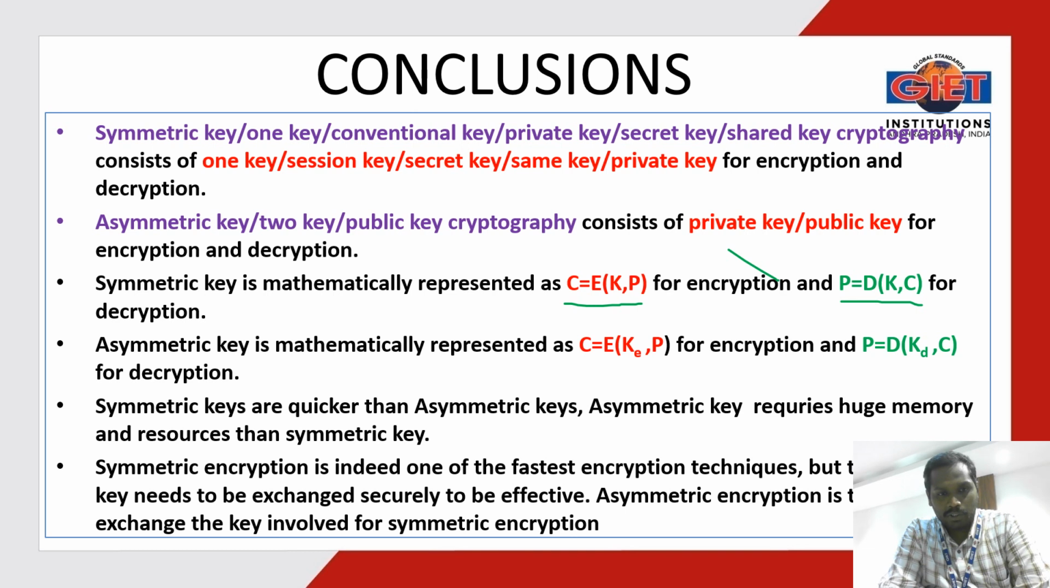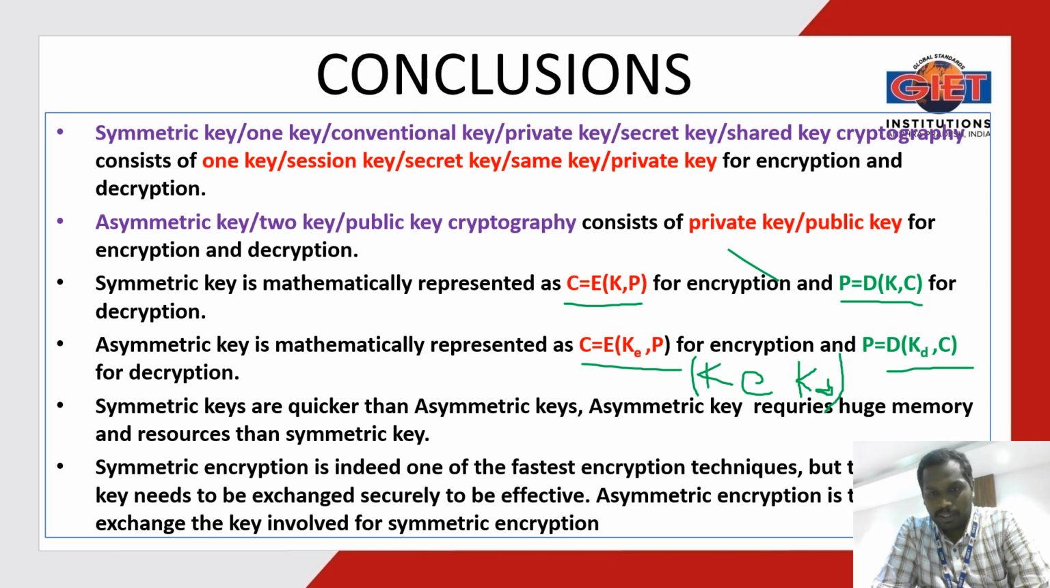The terminologies used in asymmetric key are slightly different. They are KE and KD, because these two keys are not the same, they are different keys. That is the reason we represent them as KE, the key used in encryption, and KD, the key used in decryption. So KE and KD are the pair of keys used in asymmetric key encryption. This is an important mathematical representation.